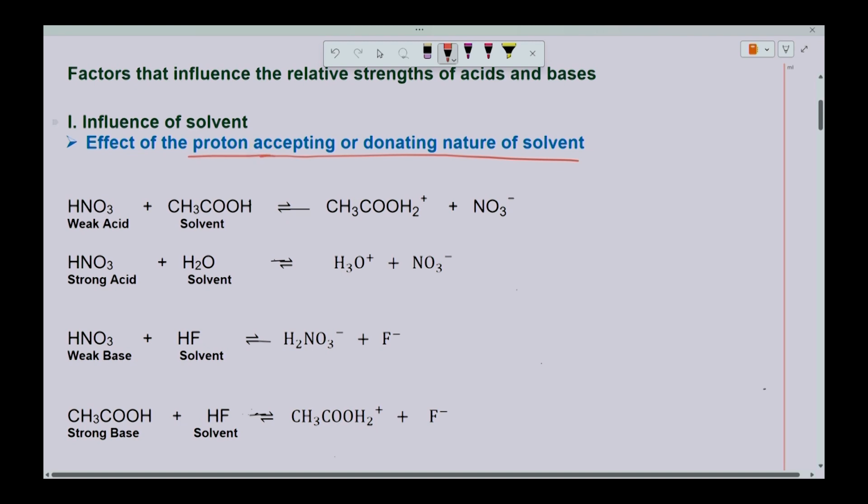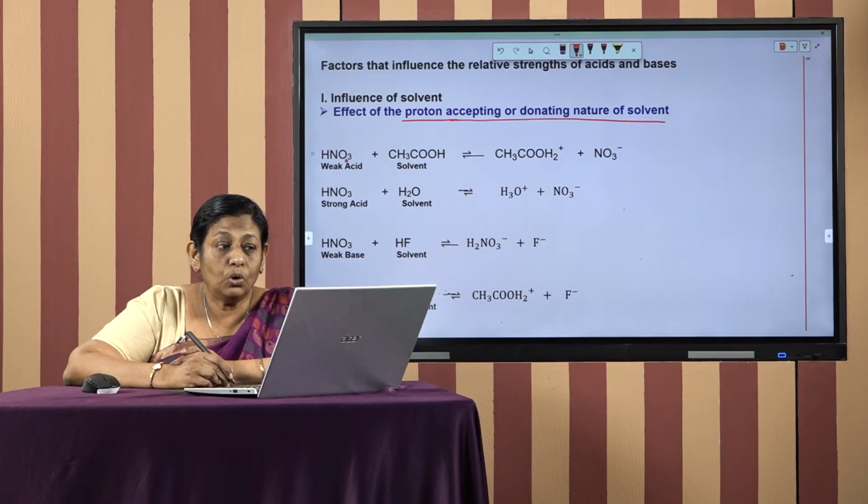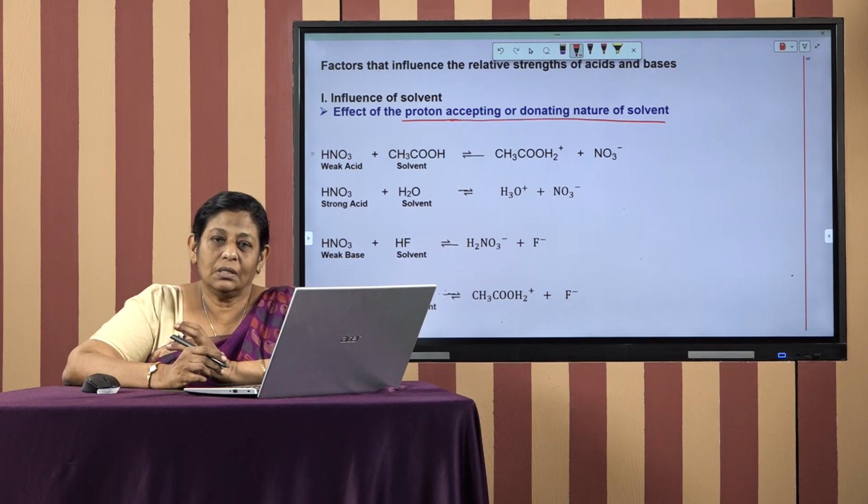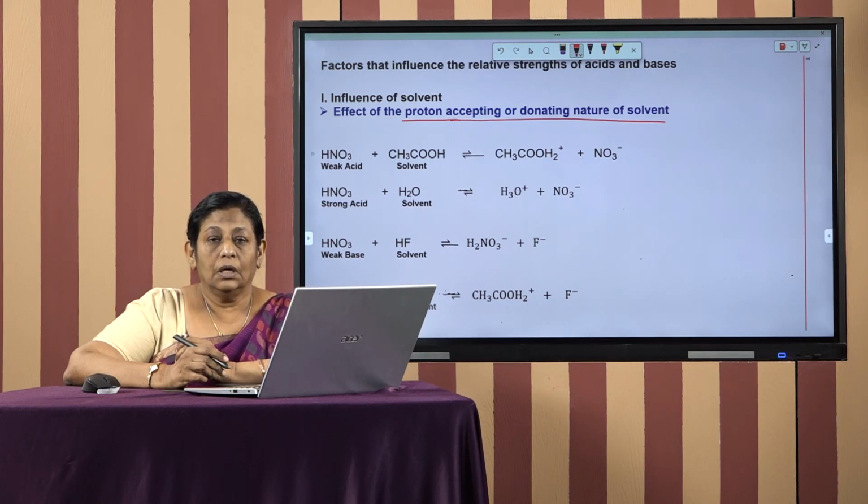Let us see some example. Here acetic acid is taken as solvent and I am going to add nitric acid to that acid. So, these both are acids. Nitric acid likes to donate a proton, but acetic acid, that is also an acid, is actually a weak acid. It does not have that capability like nitric acid to donate a proton. But being a solvent, acetic acid will be compelled to accept a proton, though it is not that liking to accept a proton.